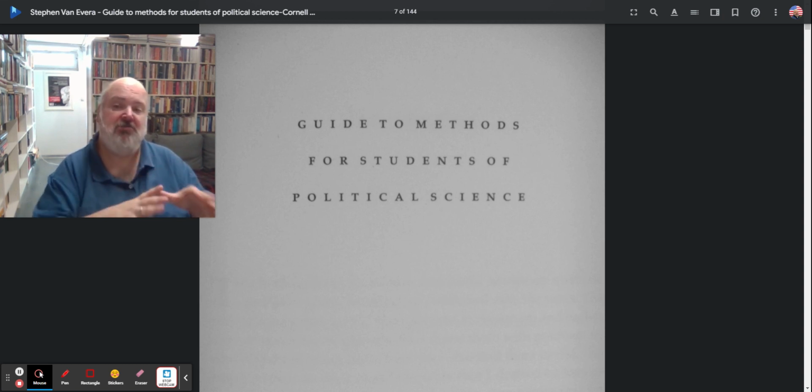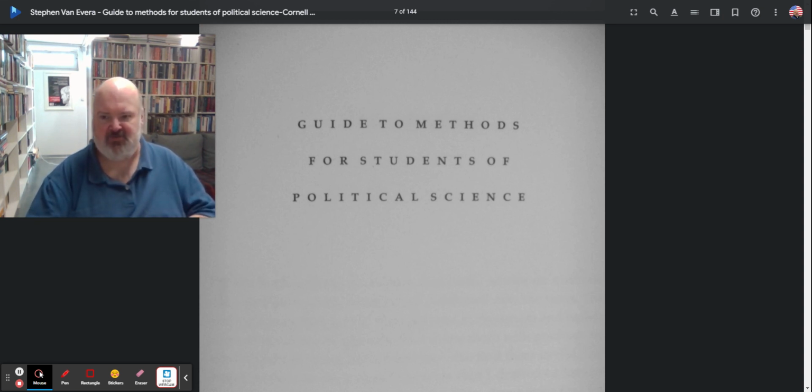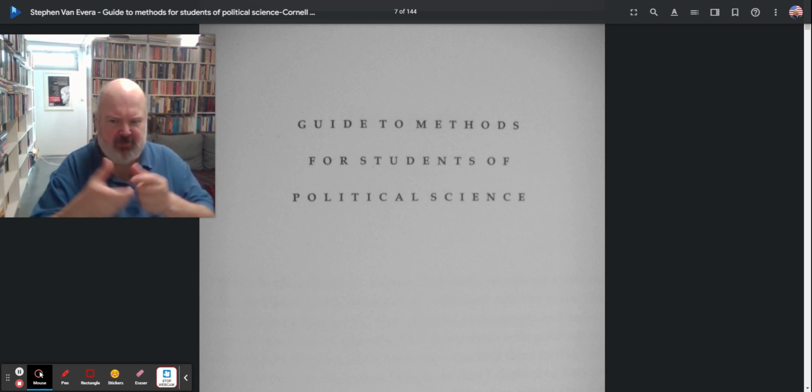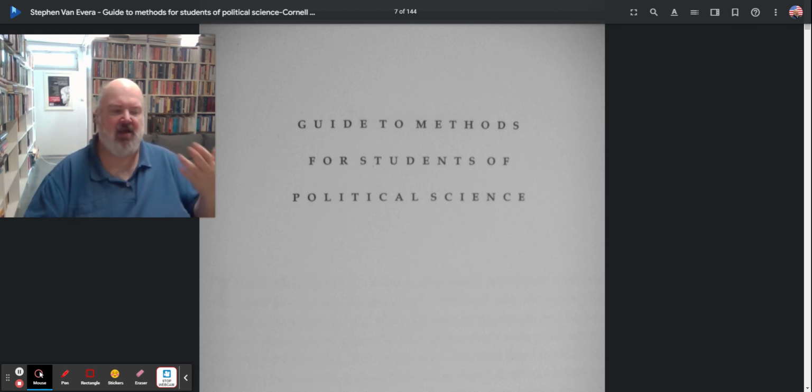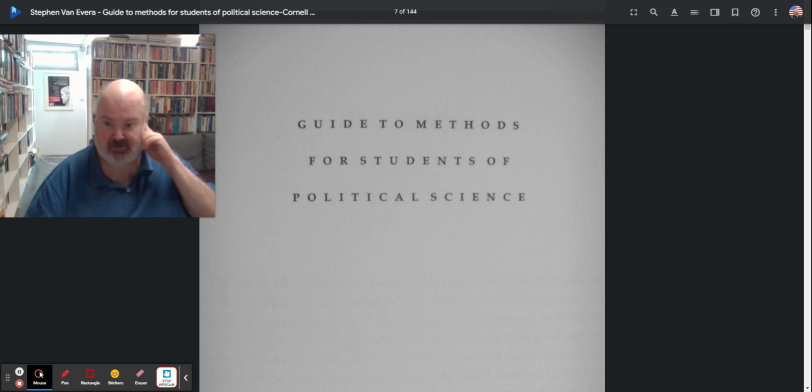I'm only going to be looking at two chapters of this because it is a very small book. This is Stephen Van Evera's A Guide to Methods for Students of Political Science. It's a classic book, published in the late '90s. He was a professor at MIT, and he got stuck teaching the methods course. He's an international relations person who studies IR theory and IR politics, war and things like this.